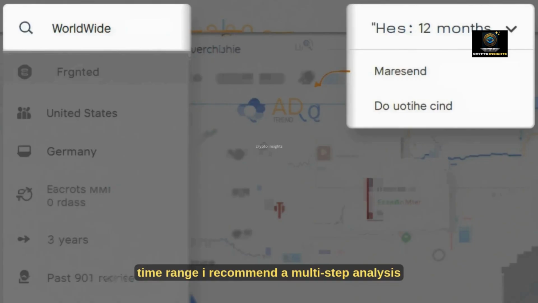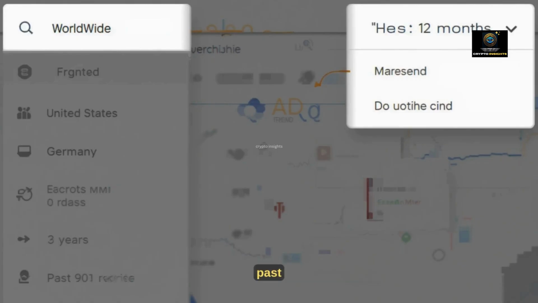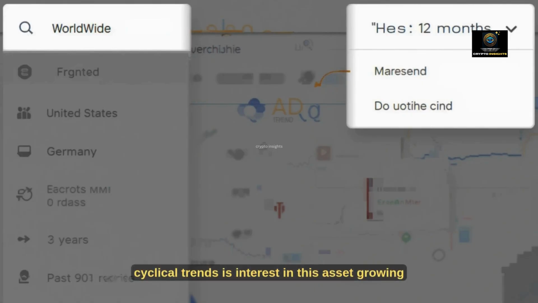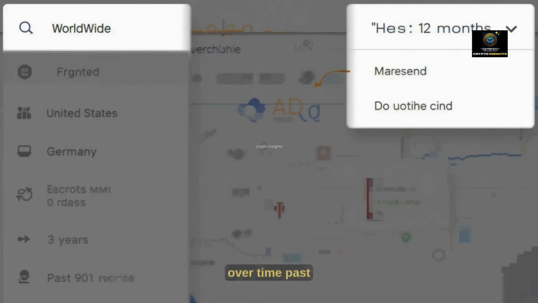For time range, I recommend a multi-step analysis. Past 5 years, identify long-term, cyclical trends. Is interest in this asset growing over time? Past 12 months, get the medium-term context, see the bull and bear markets clearly. Past 90 days, focus on the most recent, actionable data for short-term moves.